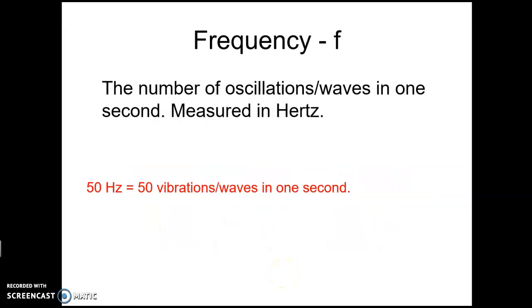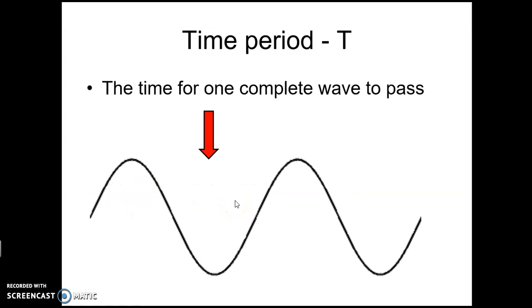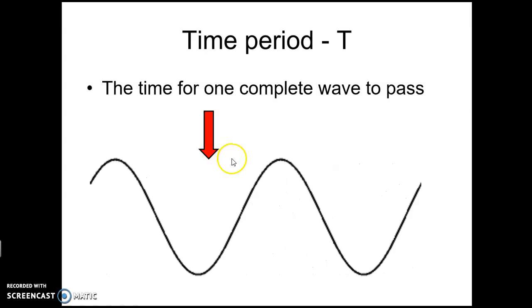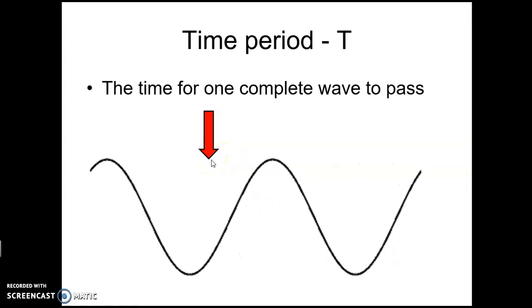We can measure the frequency, so the number of waves that go past in a second, or the number of oscillations per second. This is measured in hertz. So 50 hertz is 50 vibrations or 50 waves in 1 second. We can measure the period. This is the time it takes from one wave to another. Okay, so that is measured in seconds.